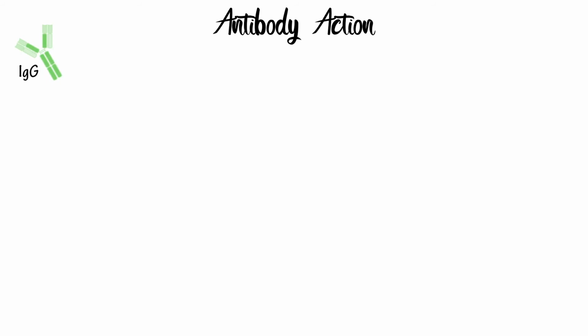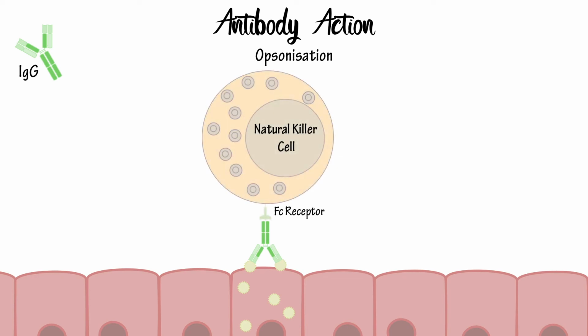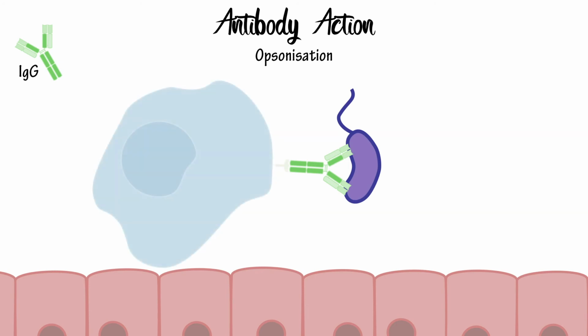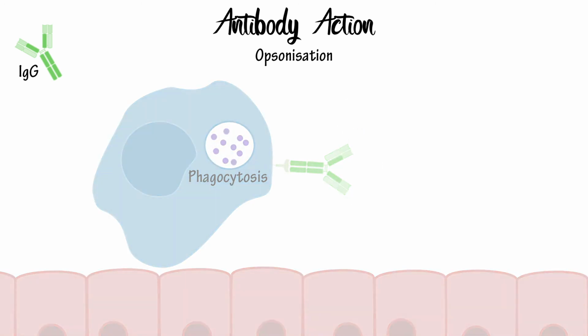IgG has multiple actions. It can sensitize natural killer cells to virally infected cells by binding on the viral epitope, opsonizing that cell. The natural killer cell can then bind to the antibody's Fc region, like an anchor, then does its job via perforin and granzymes. IgG can also directly bind to the pathogen at the site of infection, which opsonizes the pathogen again, but this time to phagocytes. These phagocytes bind using their Fc receptors. This induces phagocytosis of that pathogen.